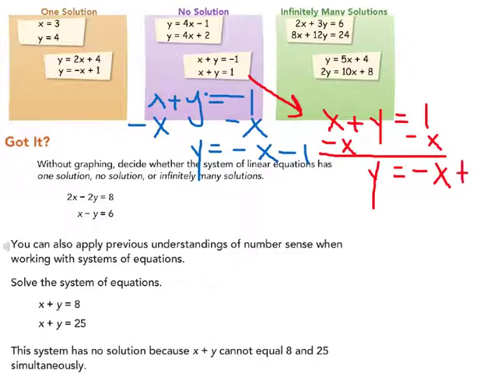-x plus 1. So if we compare, we have a slope of -1. Here we have a slope of -1, so the slopes match. The y-intercept is -1 here, and the y-intercept is +1 here. So they're different y-intercepts, and that's why there is no solution to that system.